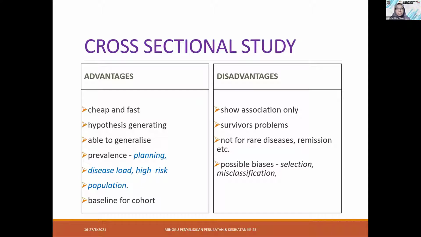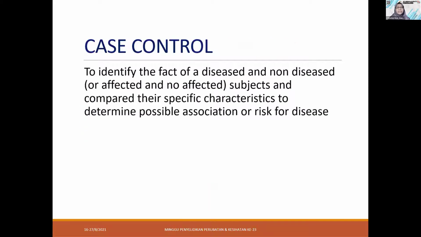That's why in the cross-sectional study, we scrutinize how you select the sample, whether it's randomized or not, to ensure that your cross-sectional study findings actually can be generalized to the whole population. Okay? Next, case control. Yeah, in the case control, we identify the factors of diseased and non-diseased, or affected and non-affected subjects, and compare these specific characteristics to determine possible association or risk for disease.